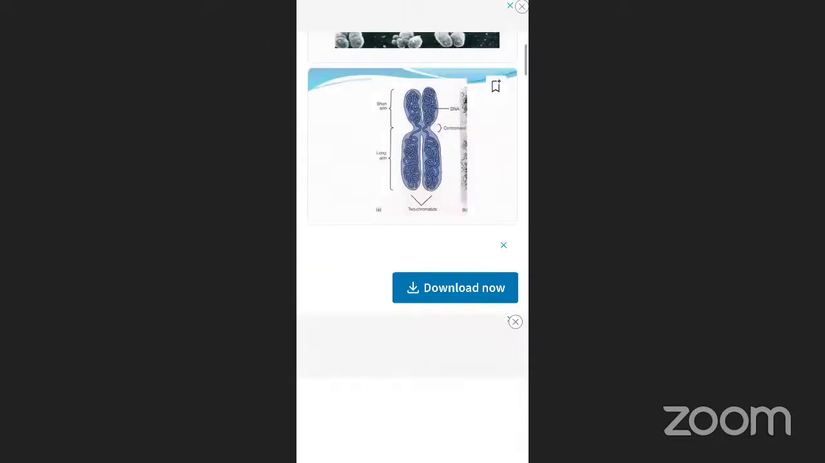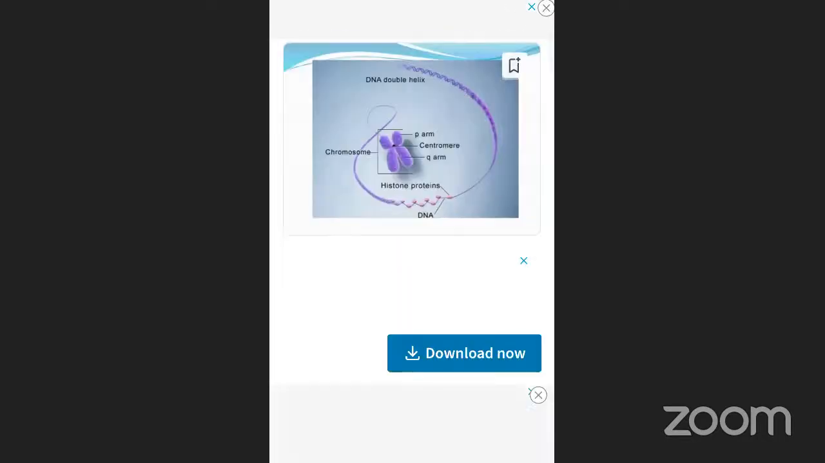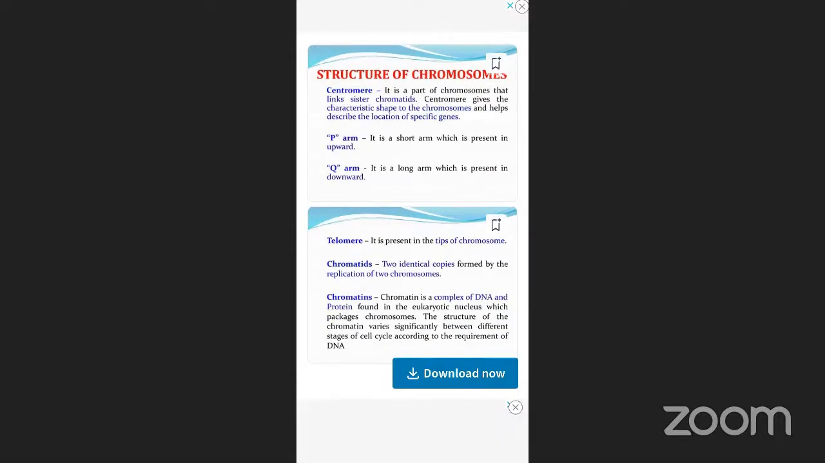Let us discuss the P arm. The P arm is also called the short arm. The P arm is the short arm, present in the upward portion. The Q arm is the long arm, present in the downward portion. Both connect at the centromere. The P arm is the short arm and the Q arm is the long arm.